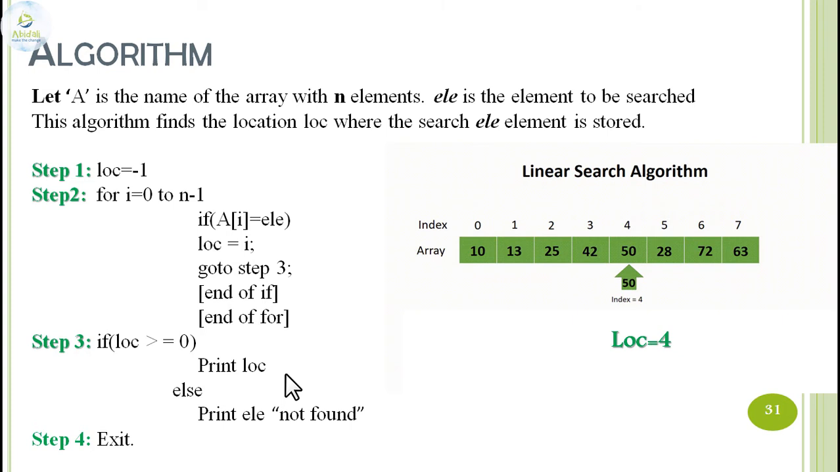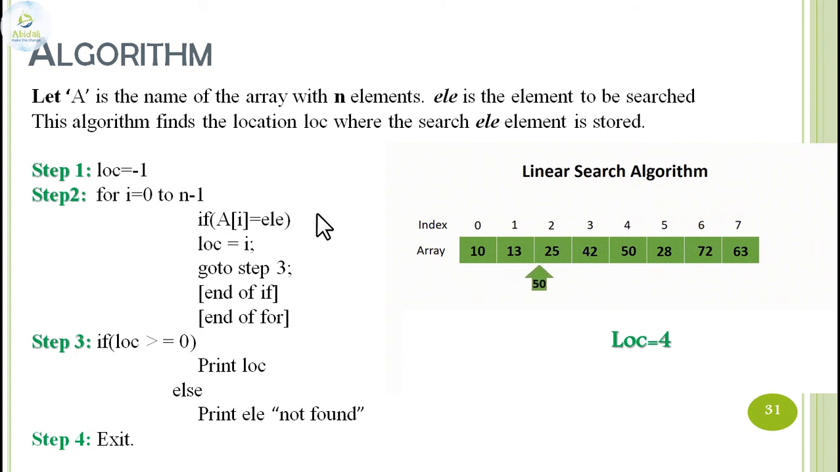Now, what if the search element is not present, it is not existing? Let us consider an example where I want to search for 70. The first value will be compared. Is 70 equal to 10? No, false. This condition will go false. Then, is 70 equal to 30? No. Is 25 equal to 70? No. Is 42 equal to 70? No. Is 50 equal to 70? No. Is 28 equal to 70? No. Is 72 equal to 70? No. Is 63 equal to 70? No.